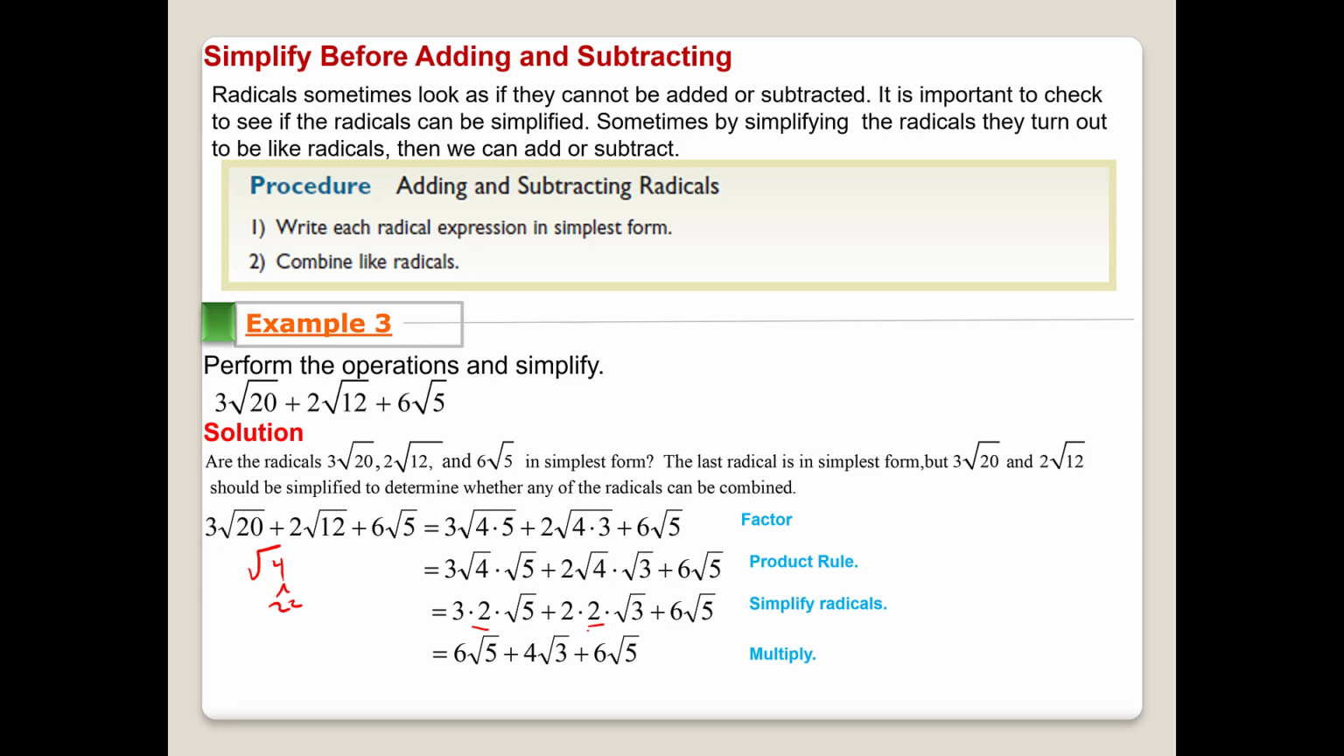Now we're in the simplest form in our radicals, so therefore now we can combine our coefficients. So we can add these like radicals. Where we have 6 plus 6, which gives us 12 square root of 5, and there's nothing else to add to the square root of 3, so that'll just be 4 square root of 3.